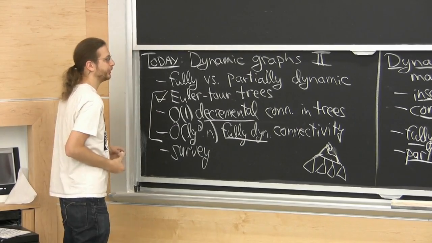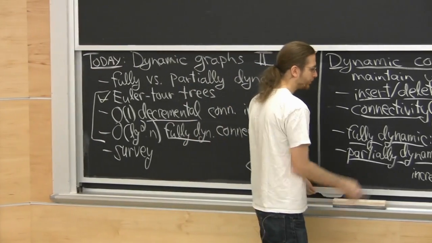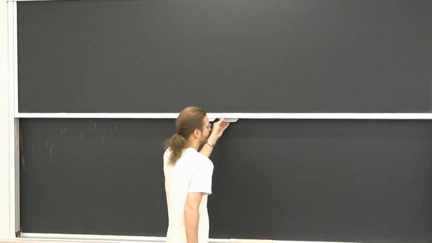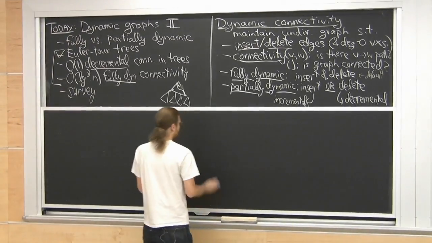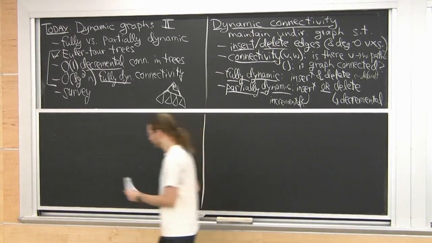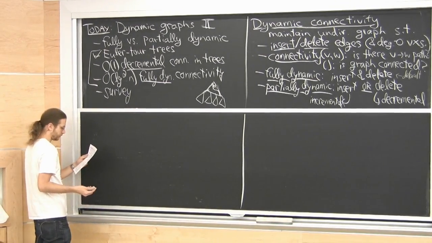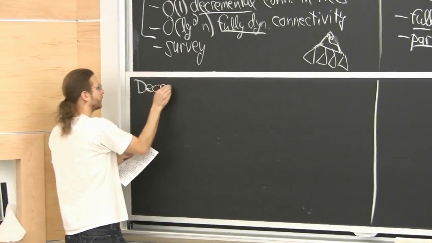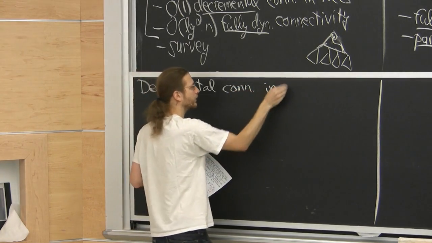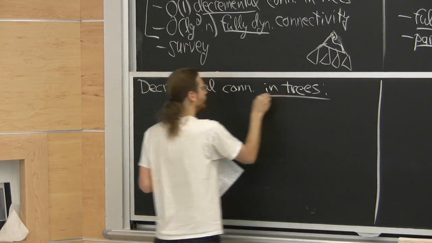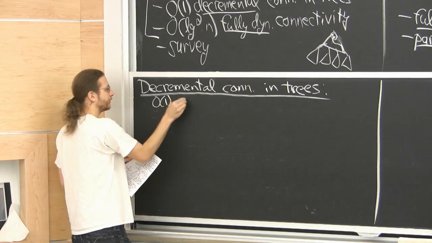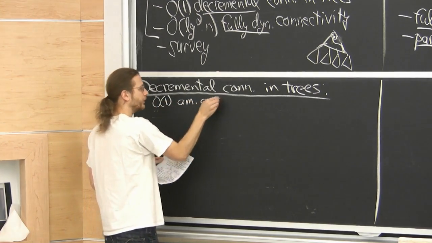Next on our list is decremental connectivity in trees. So we're going to solve a weaker problem, which is just deletions only instead of inserts and deletes. We're going to solve it faster. Constant time per operation. This is just a fun little result. It's fun because it uses some techniques we know. So the bound is constant amortized, assuming all edges get deleted.